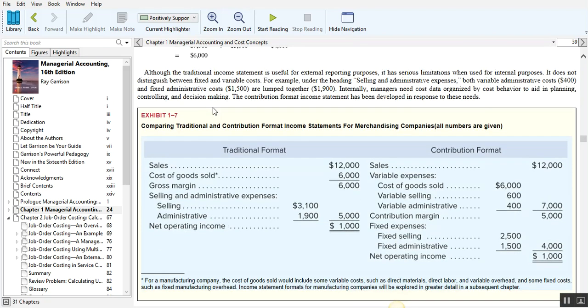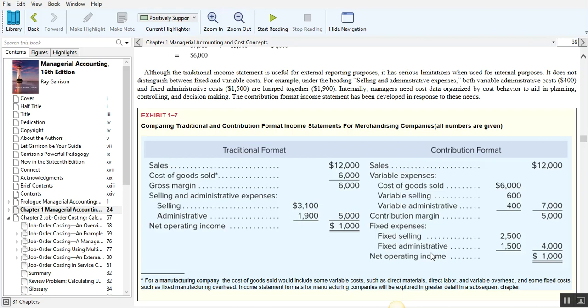So one way of looking at it is through the traditional format. When we prepared an income statement using cost of goods sold for a merchandising company, we would begin with the sales, calculate cost of goods sold, and subtract that out so that we would have a gross margin, and then we would deduct the costs of operation. So we would have selling and administration, and that would give us a net operating income.